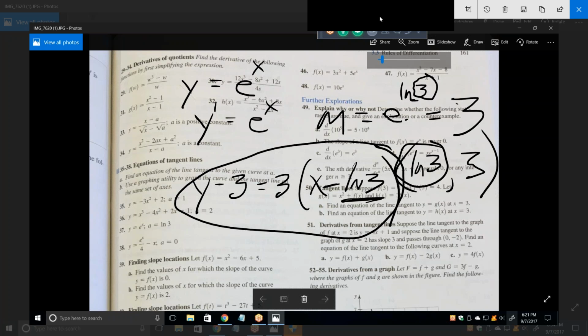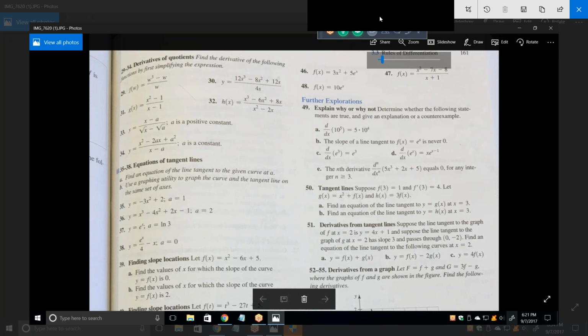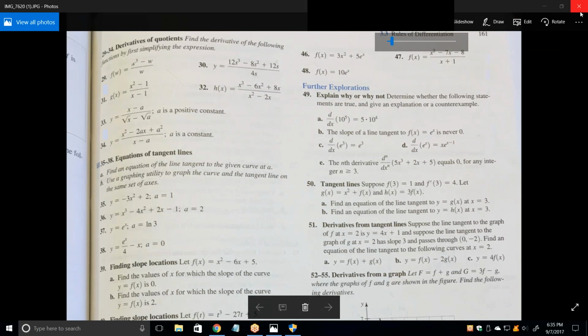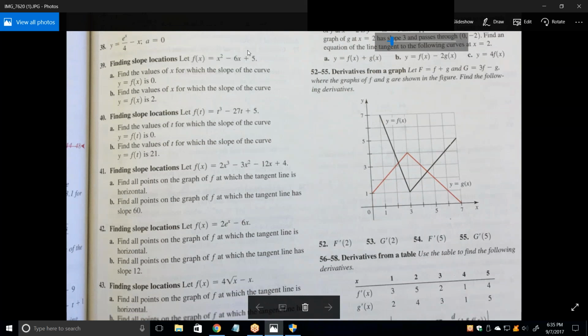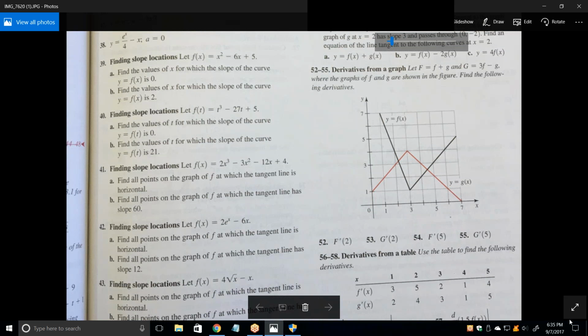Keep track of the time here, because one thing that happens when I have it in this mode is it blocks out my clock. We've got another 20 minutes at least here. All right, 39. Let me see if I can move this page up a little bit. It'll work a little better.